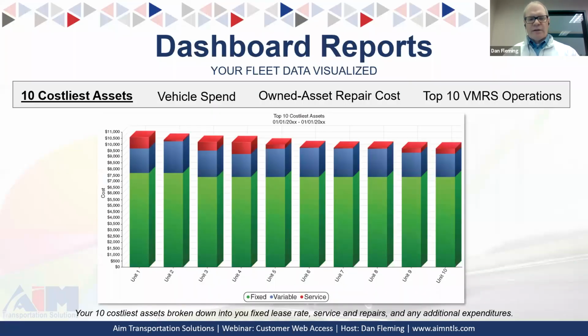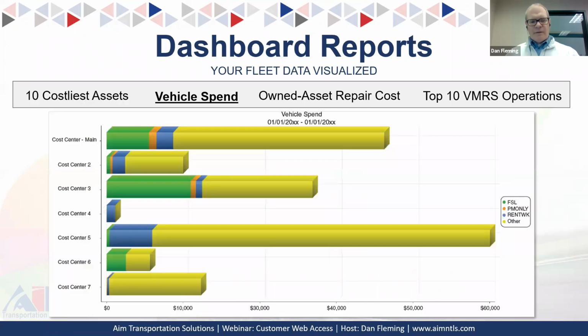So for example, one of the canned reports that's available is the 10 costliest assets that folks like to look at. All of these can be drilled into to get more information, for example, in this case, about what services are being spent on that particular unit. This is not only for full service lease units, as we've alluded to, these are also available for maintenance customers. And I think this vehicle spend dashboard is a very nice example of that.